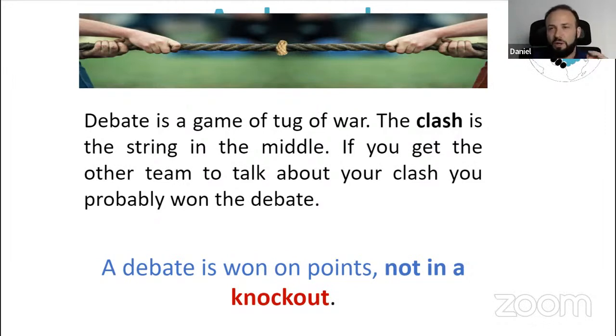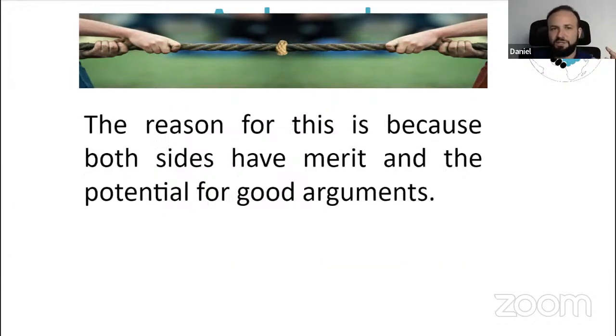But debate is won on points. It's won on multiple arguments, which are done collectively better than the other side. It's not won in a knockout. The reason for this is both sides have merit. There are reasons to eat meat. There are reasons not to eat meat. There are reasons to lower the voting age. There are reasons not to.